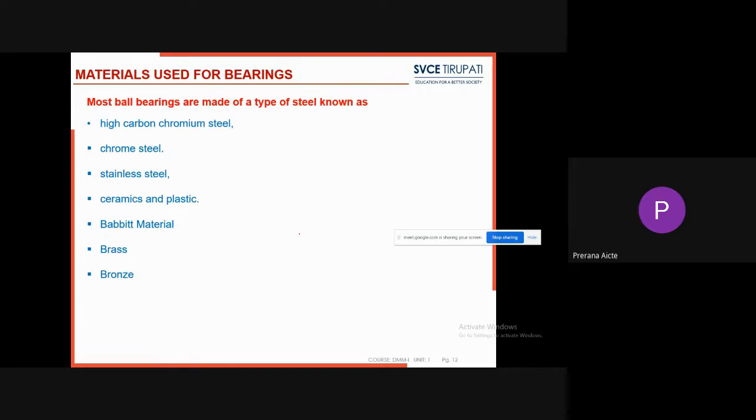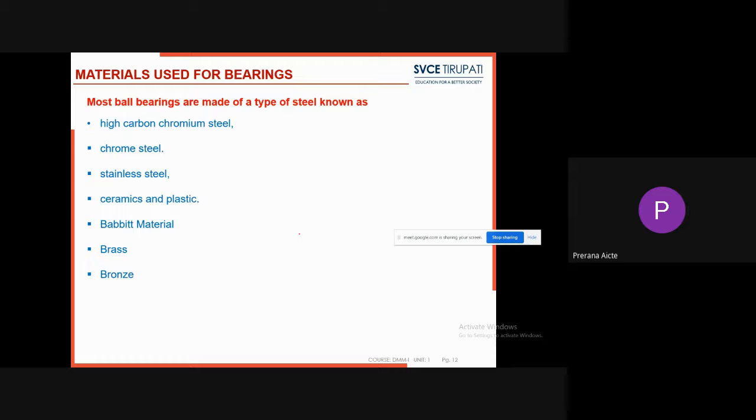And the next one is types of materials. High carbon chromium steel, chrome steel, stainless steel, ceramics, plastic, babbitt material, brass, bronze. So we use almost all these materials for different types of applications. Generally, nowadays bearings are mainly manufactured using babbitt material. Why? Because babbitt material has high hardness, high temperature resistance, high corrosion resistance, and one more beauty: it survives all applications. If you use bearings in any application, babbitt material will survive very easily. That's why the main material we use is babbitt material.